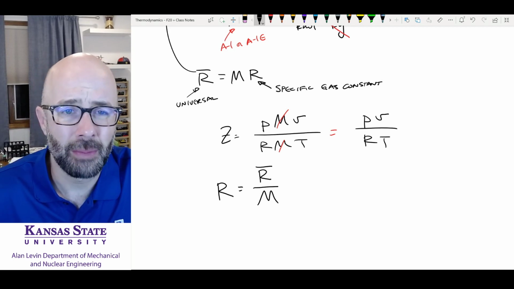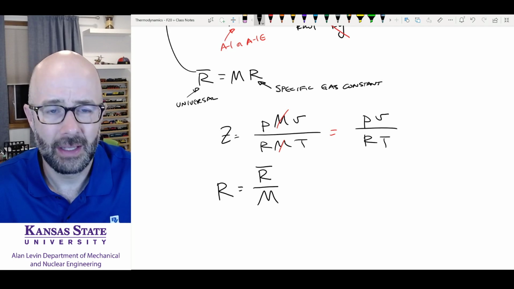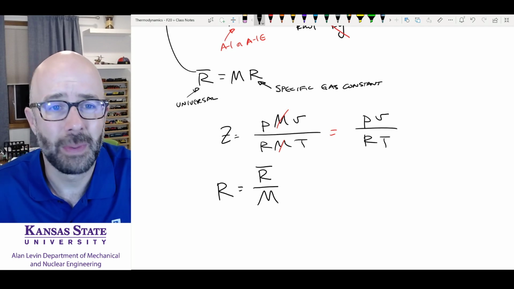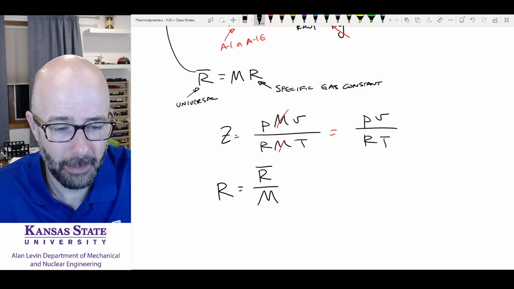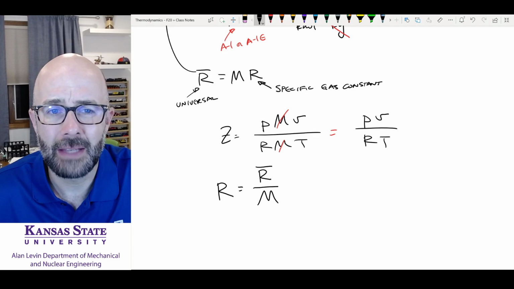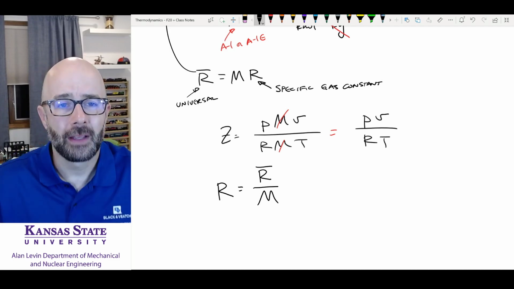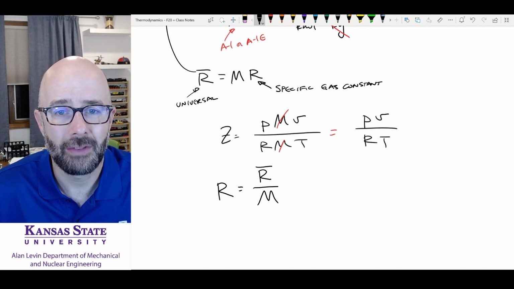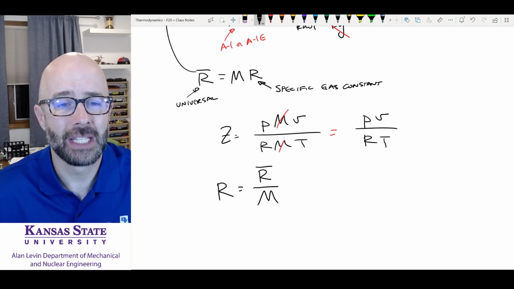There is a table in your book, table 3.1 I think, that gives you all these R values, but you can't use that on the exam, so we're going to calculate it ourselves. Let's leave it here. We'll start our next segment of the video exploring how we're going to use this compressibility factor idea.